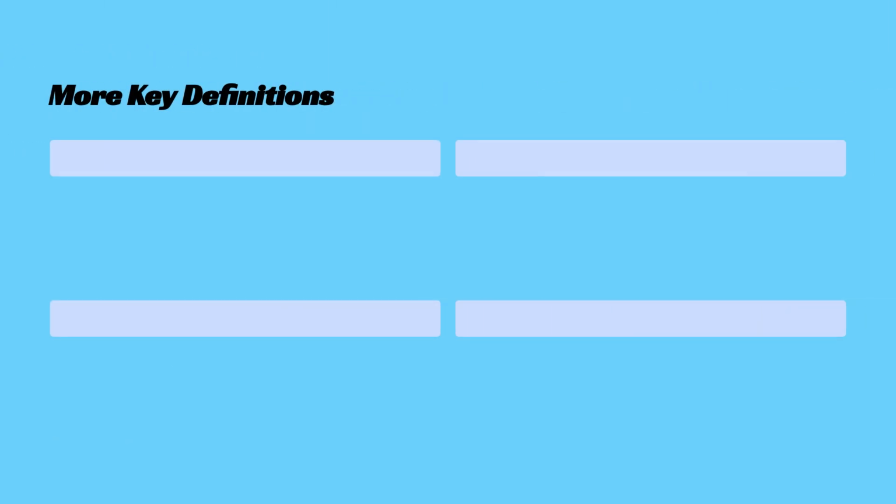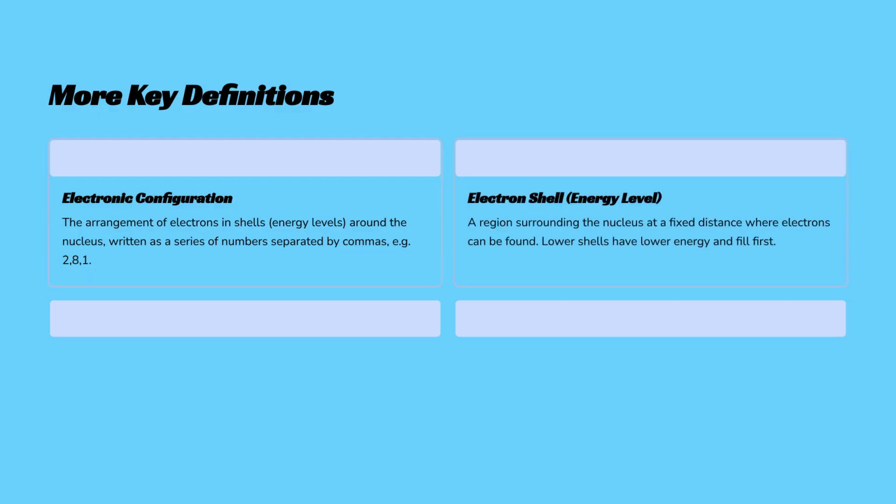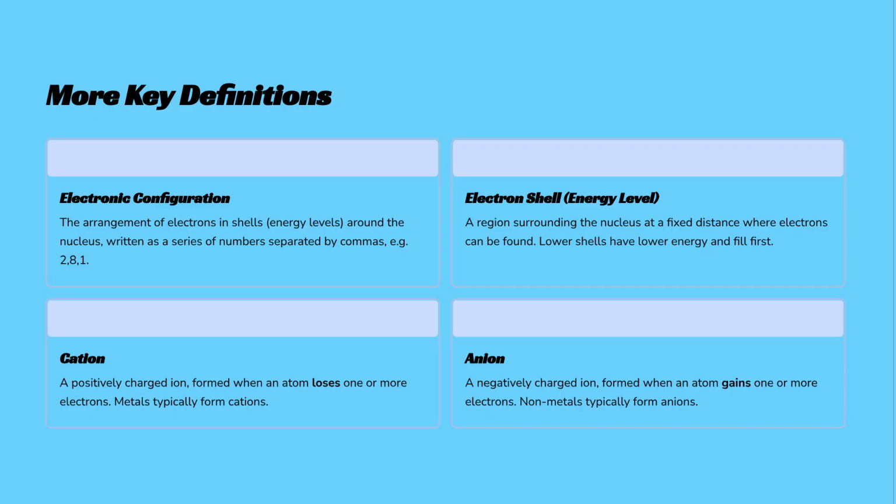More definitions to memorize. Electronic configuration is the arrangement of electrons in shells, like 2, 8, 1. An electron shell is the region where electrons orbit. A cation is a positive ion formed by losing electrons. An anion is a negative ion formed by gaining electrons.